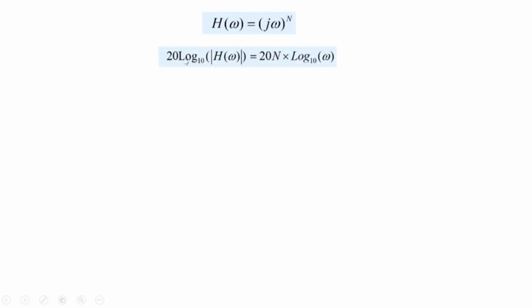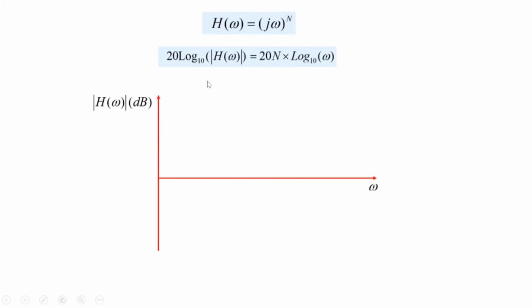Well, if we take magnitude 20 log h omega, so this turns out to be 20n log 10 omega. And so if we were to plot it out, this one will look like this here, with a slope of 20n dBs per decade. So if I change omega by a factor of 10, this term becomes 1, and the magnitude changes by 20n. So that's why 20n dBs per decade here. So whenever you see a term like this, j omega to the power n, the reason why I put 1 here is because I can write it as j omega by 1 here.